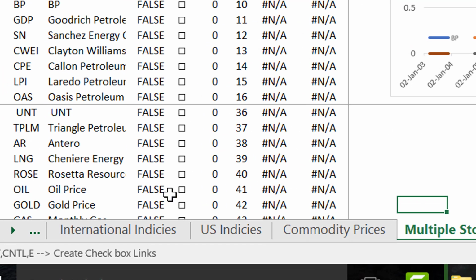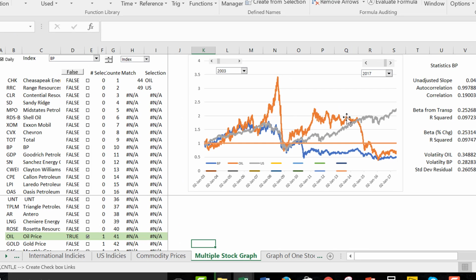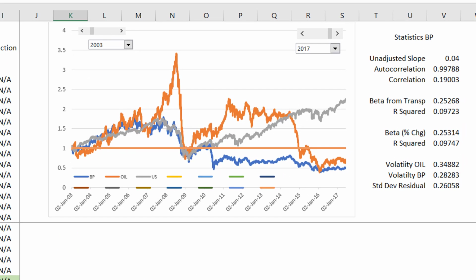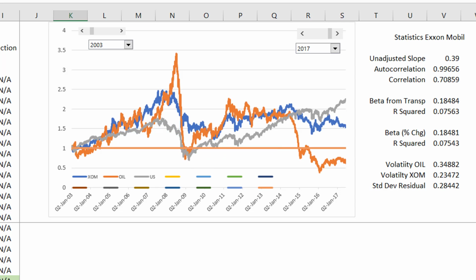And we just click on the oil price. Now the regression is the oil against BP, and this beta for BP is 0.25. Let's look at the beta for Shell. The beta for Shell against oil is about 0.26. The beta for Exxon is about 1.18. Maybe they have more refining than upstream or something like that.